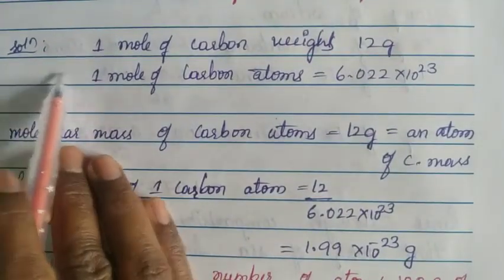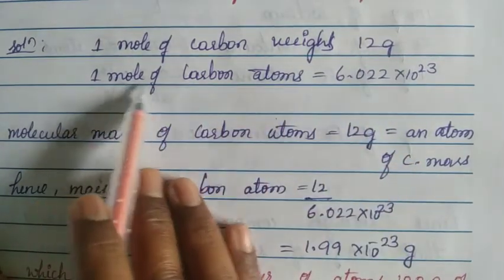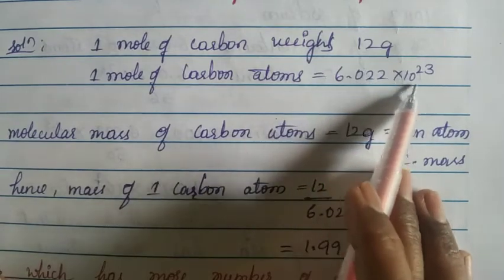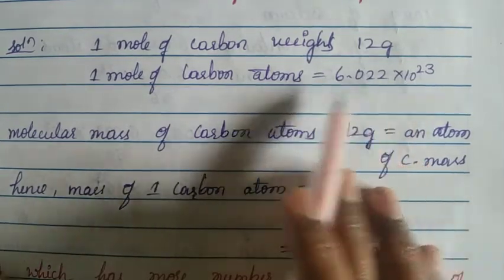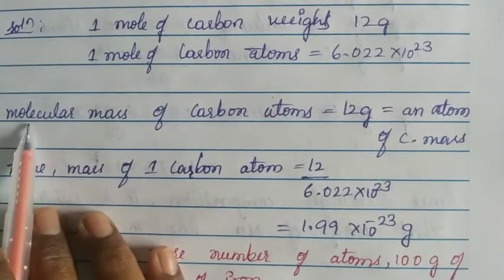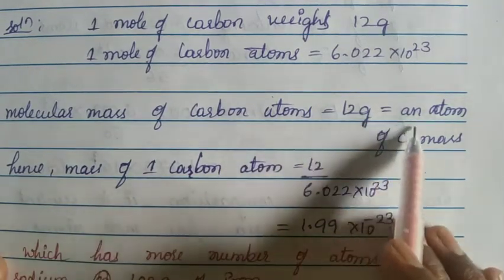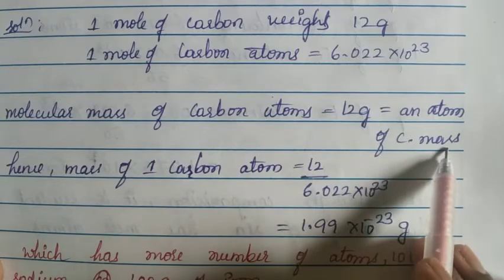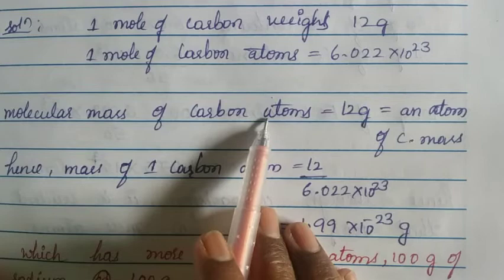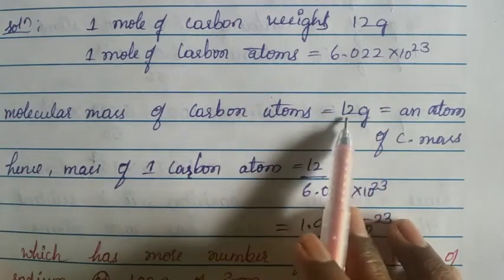Yes, come to the solution now children. 1 mole of carbon weighs 12 gram. 1 mole of carbon atoms is equal to 6.022 into 10 to the power of 23. Yes, 1 mole of carbon contains this much of atoms. Now, the mass of a carbon atom is equal to 12 gram. Look at children. Yes, we know that the atomic mass unit is taken as the molar mass. In that time, we changed 12 u into 12 gram.